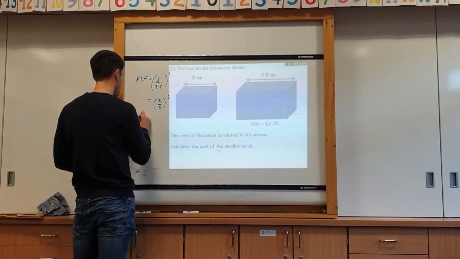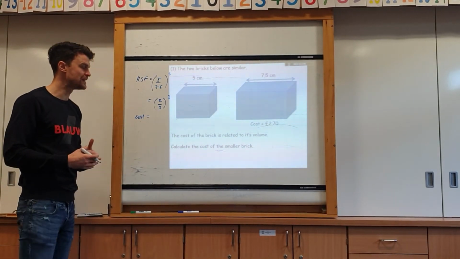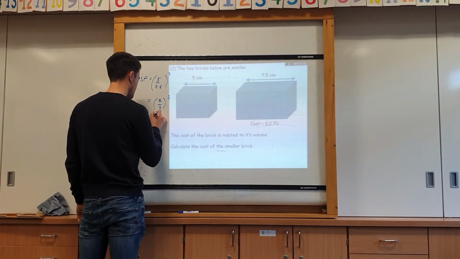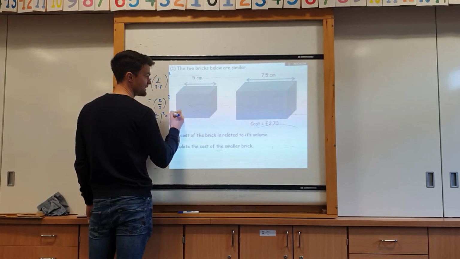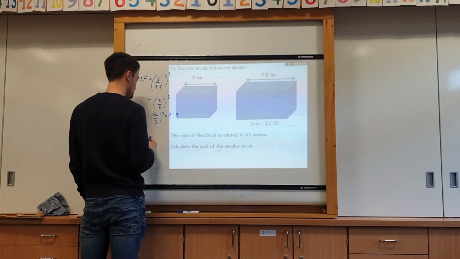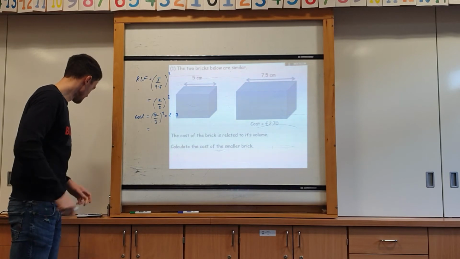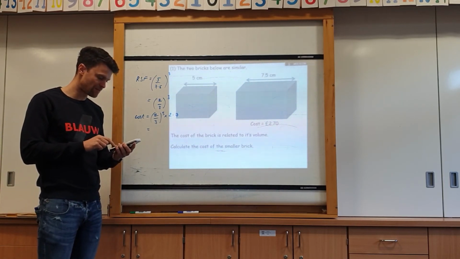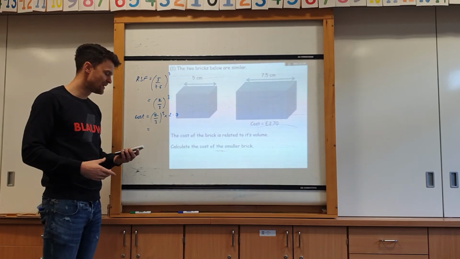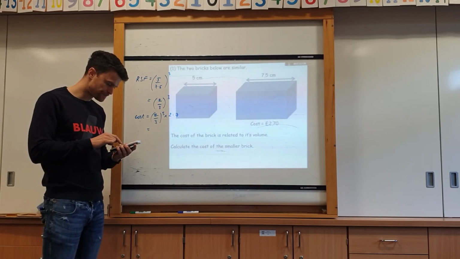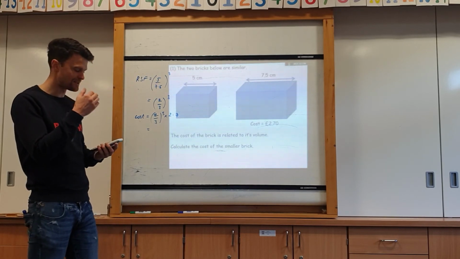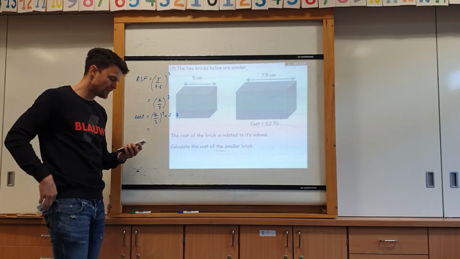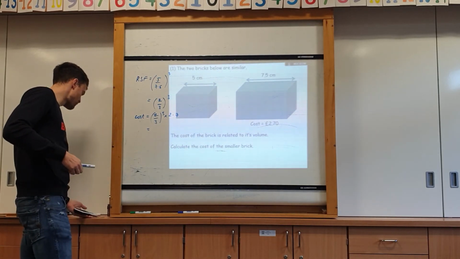So the cost of the smaller brick is simply going to be the reduction scale factor times the cost of the bigger brick. So (2/3) cubed times, in this example, 270, which I've just abbreviated 2.7. Thinking that in the calculator, 2 divided by 3 equals 0.6 recurring. Cube that, we get 0.296, and it keeps going, and then multiply your answer by 2.7. Once we've done that, we get 0.8.